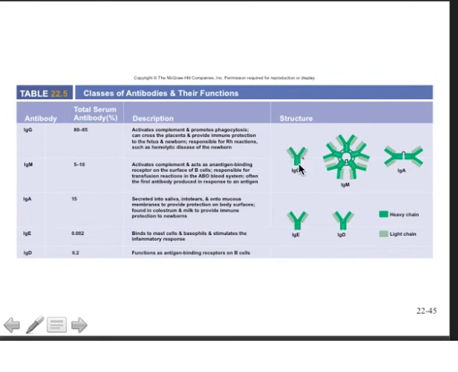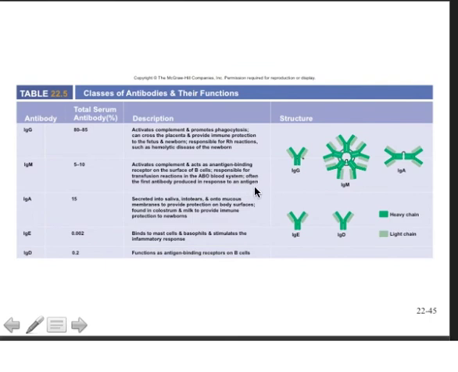Okay, it's a relatively simple Y-shaped molecule, two heavy chains, two light chains. The antigen binding regions are at the tips of the Y, and the constant regions are basically the areas that are going to essentially be the same regardless of the specificity of the IgG antibody.